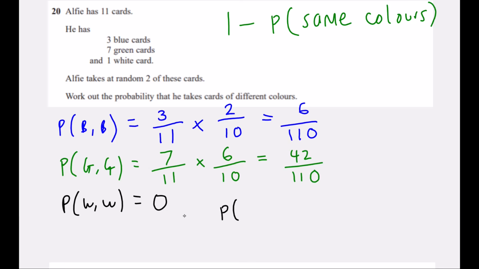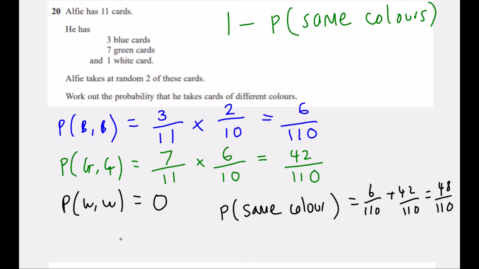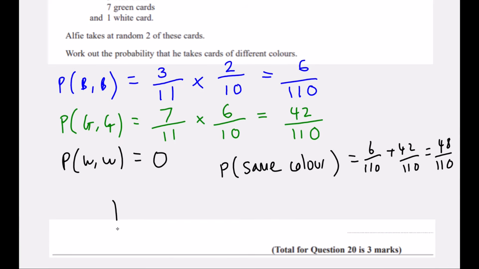So we want the probability of the same colour. It can be blue, blue, or green, green. So that's 48 out of 110. So the probability of different colours is 1 minus 48 out of 110. So 110 110ths, take away 48 110ths is going to be 62 110ths. We don't have to simplify it. That answer is good.